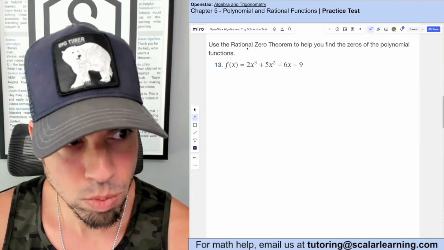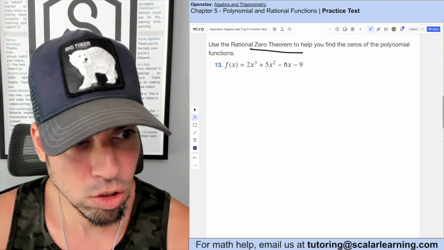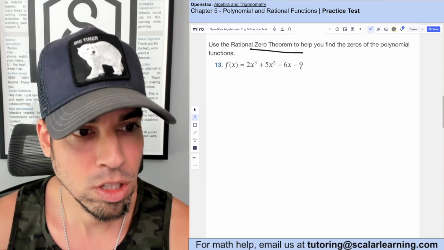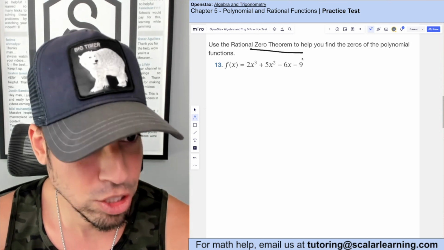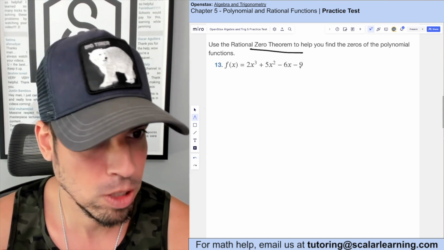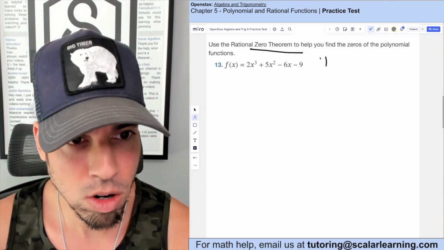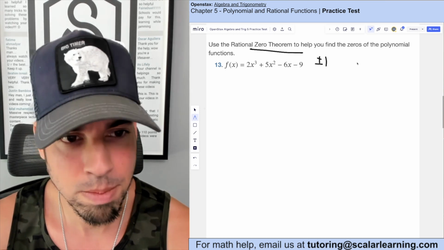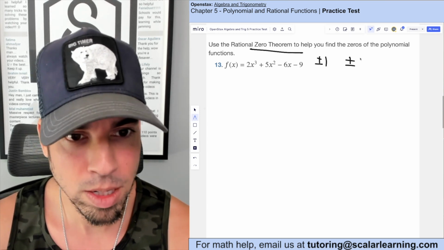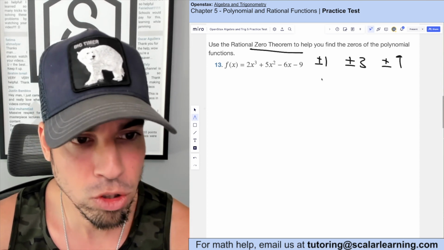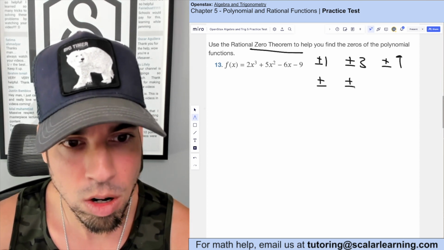So here we're going to use the rational zero theorem to help us find the zeros, and the rational zero theorem says that the rational zeros are going to come from a ratio of factors of this last term divided by factors of that leading coefficient. So the factors of 9 are, and it's negative, but again, we're doing plus or minus, so it doesn't matter the sign. It's going to be plus or minus 1, plus or minus 3, plus or minus 9. And for that first term, 1 and 2 are the factors.